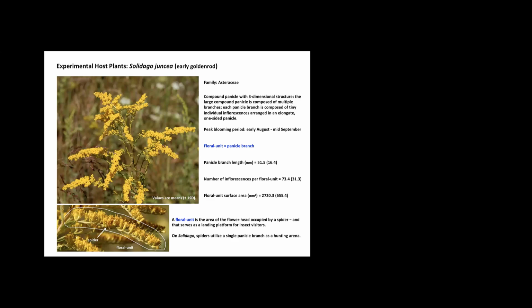It's composed of hundreds of tiny little individual inflorescences, which are arranged in these elongate panicle branches, and then multiple panicle branches together compose the compound flower head. It's very complex, very three-dimensional.